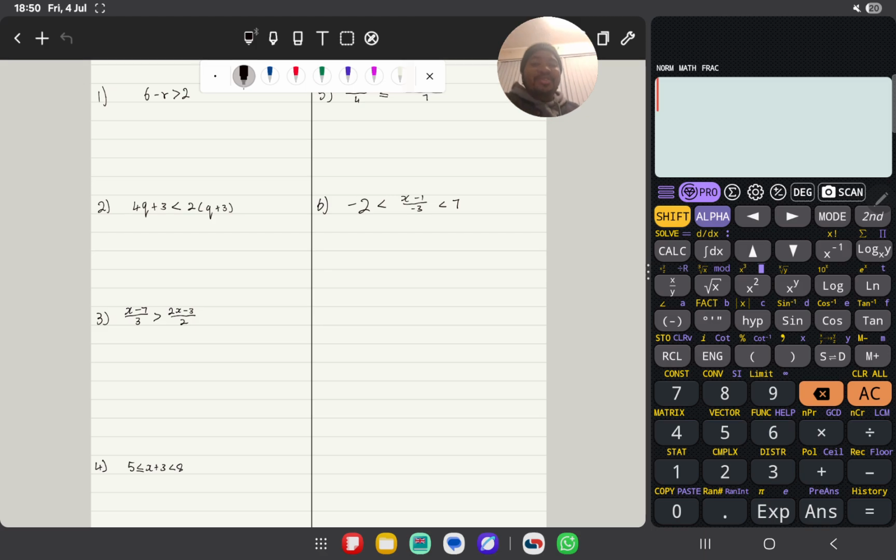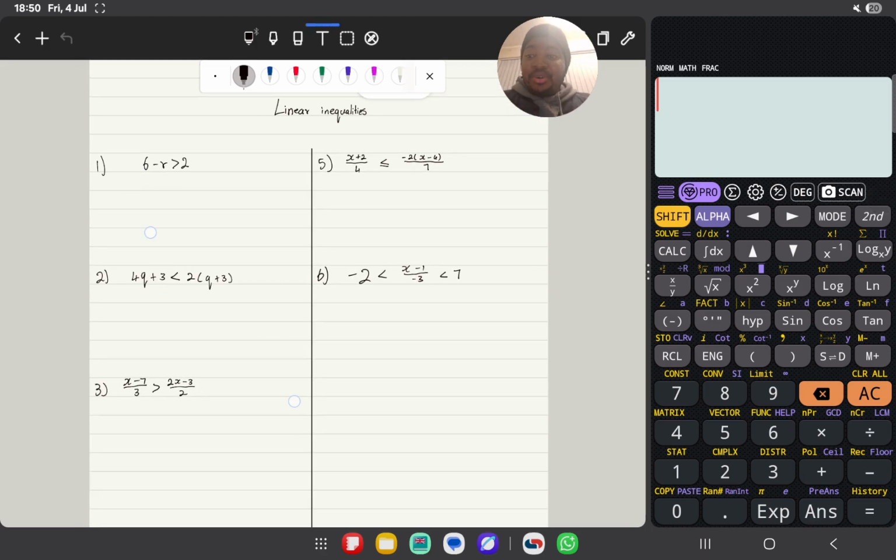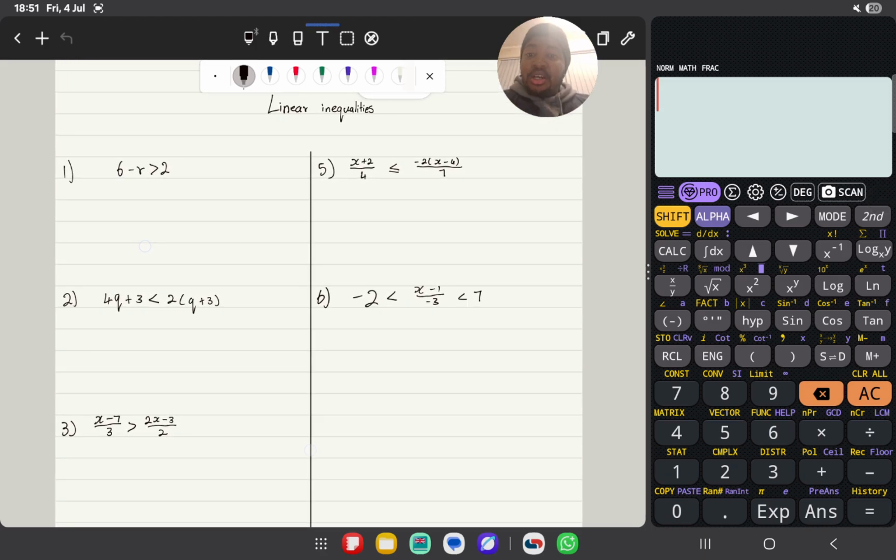Cool stuff. In this video we're going to do inequalities, linear inequalities. Linear inequalities is where you are basically solving for x, but in this case you have your inequality signs. By inequality, we are basically saying something is greater than something and something is smaller than something. You know what I mean? Equality sign is equals to.